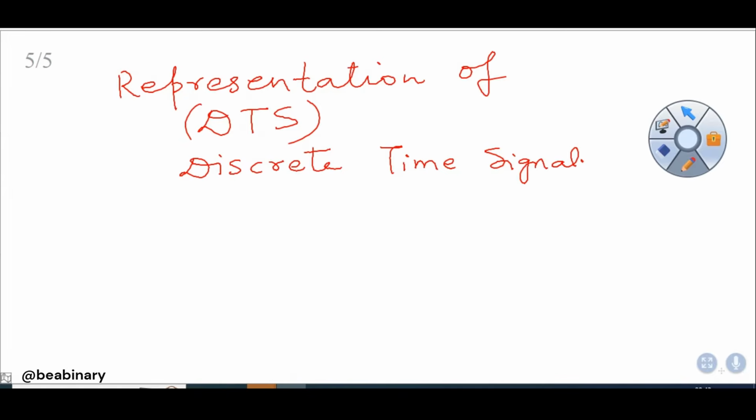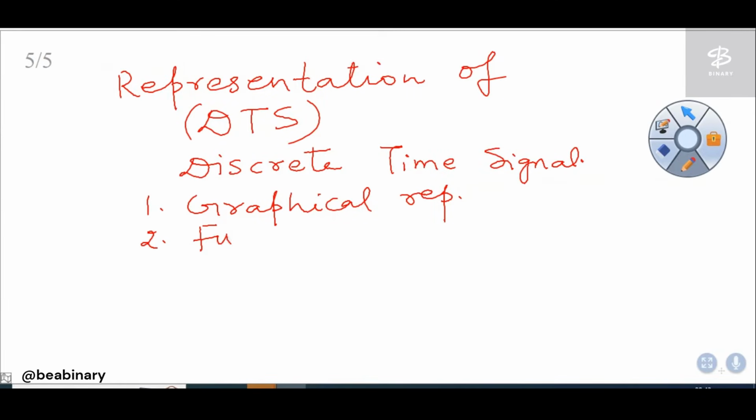So if there is a discrete time signal, you can represent the discrete time signal in various ways. You can represent it through graphical representation. You can represent via functional representation, mathematical function, functional representation.